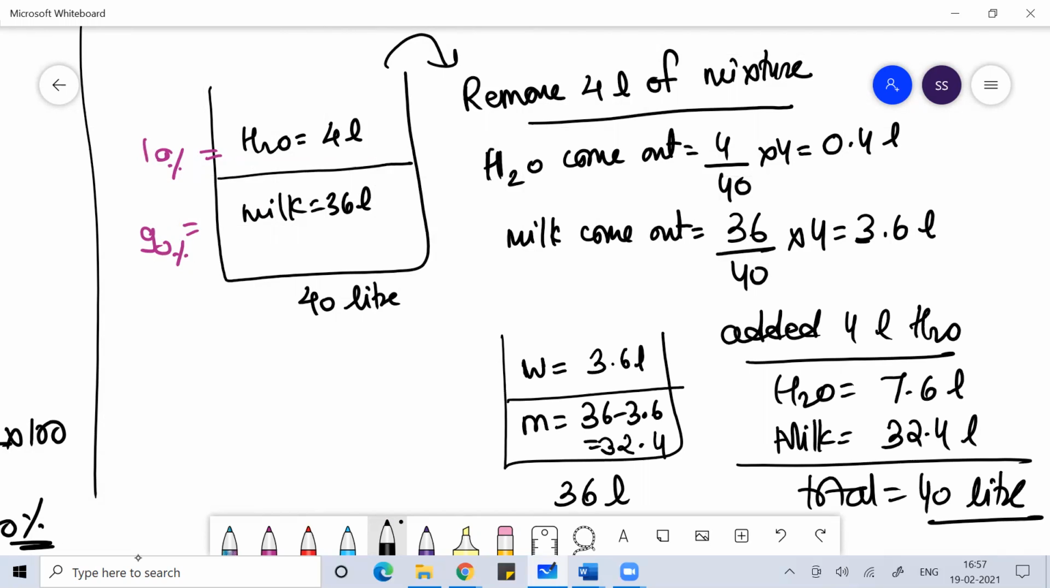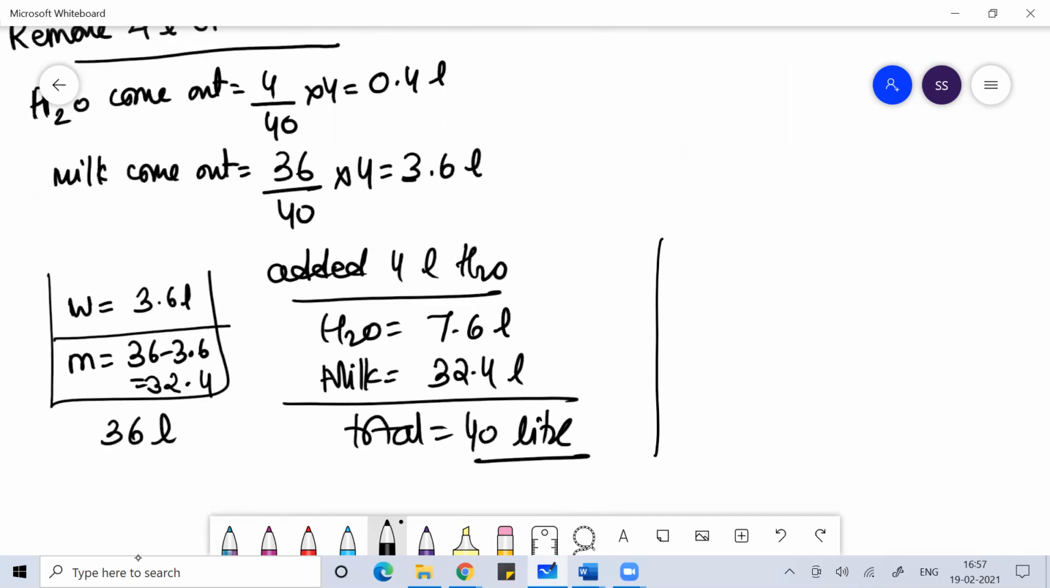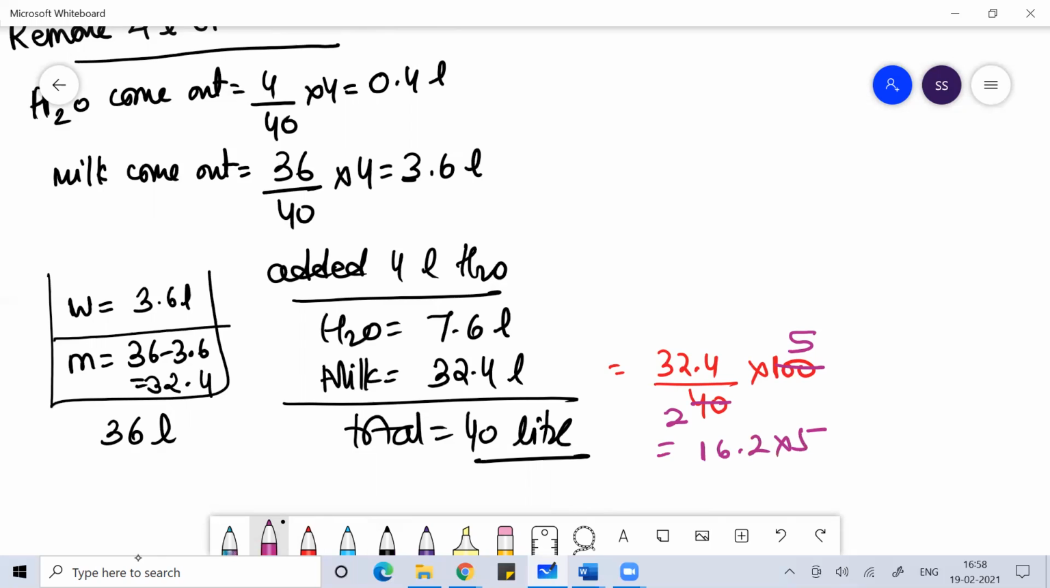Then what you did here? Again, now you have 40 liters, where you have water 7.6 liters and milk 32.4 liters. If you calculate the percentage, milk present is 32.4 by 40 into 100. This is 16.2 into 5, so 162 by 2 means 81%. So the milk is now 81%, and automatically the water will be 19%.